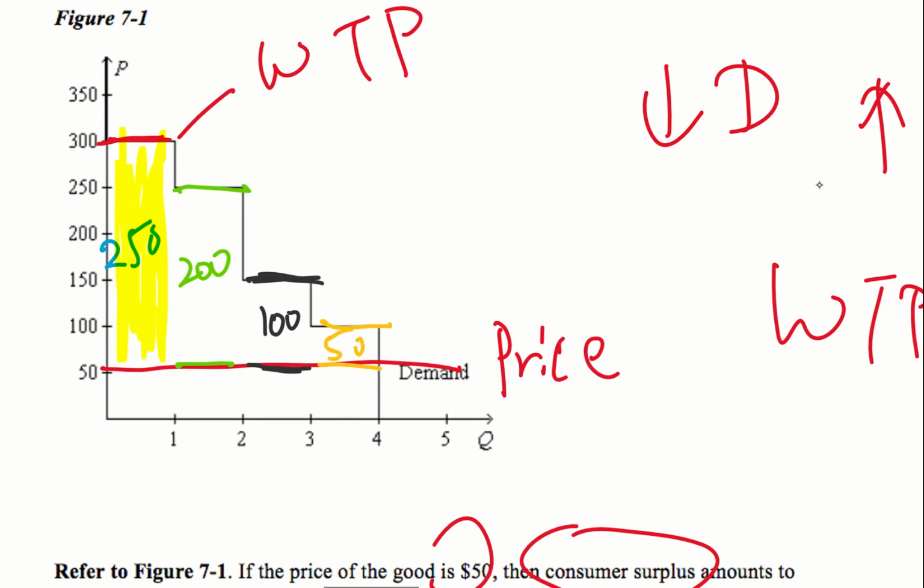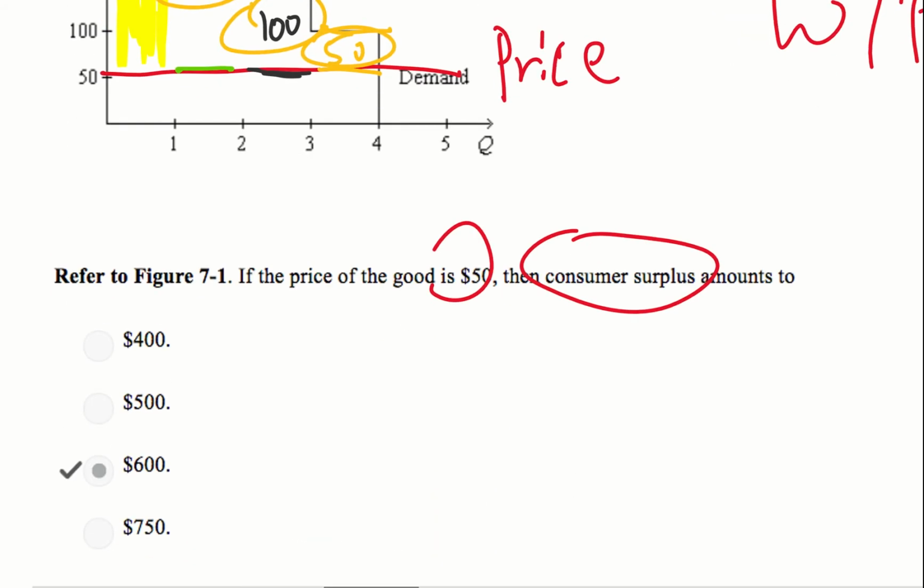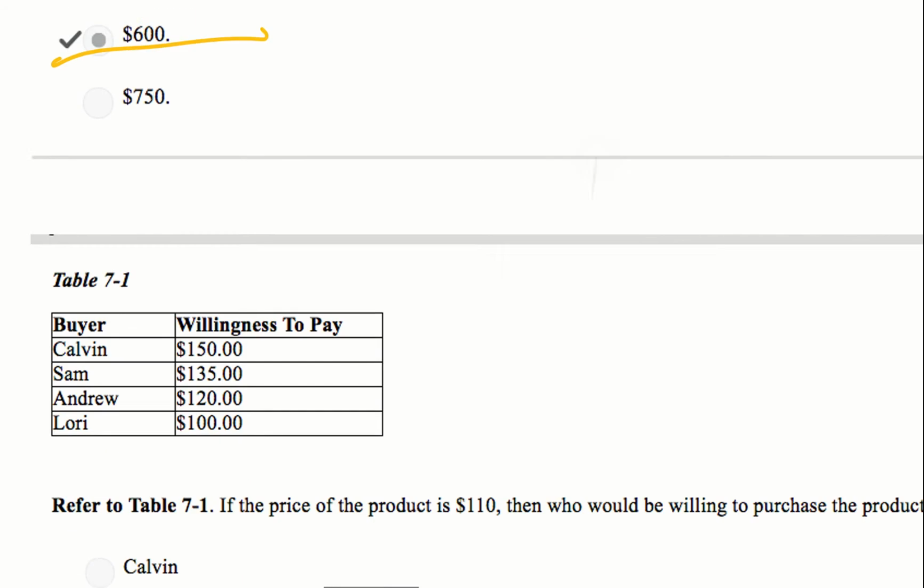All right, so you have 4 consumers here who buy this good, and each person has a different consumer surplus. And then to find the answer, just add up everything together. Okay, so 250 plus 200 plus 100 plus 50. The final answer should be 600, and that is our answer. Okay. All right. So next question.